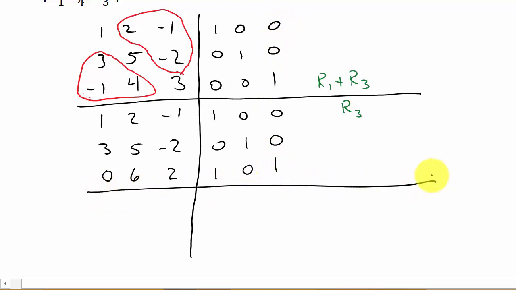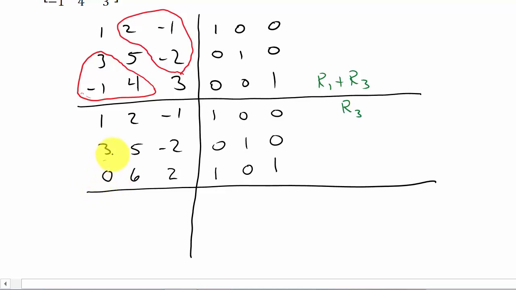So now what I have to do is either get this one to go to 0 or this one to go to 0. But look at this. To get this one to go to 0, I would have to multiply row 1 by -3, because -3 times 2 is -6, and -6 plus 6 would give me 0. But look what happens here. 3 times 1 is 3, and 3 plus 0 is 3. So I would lose this 0.